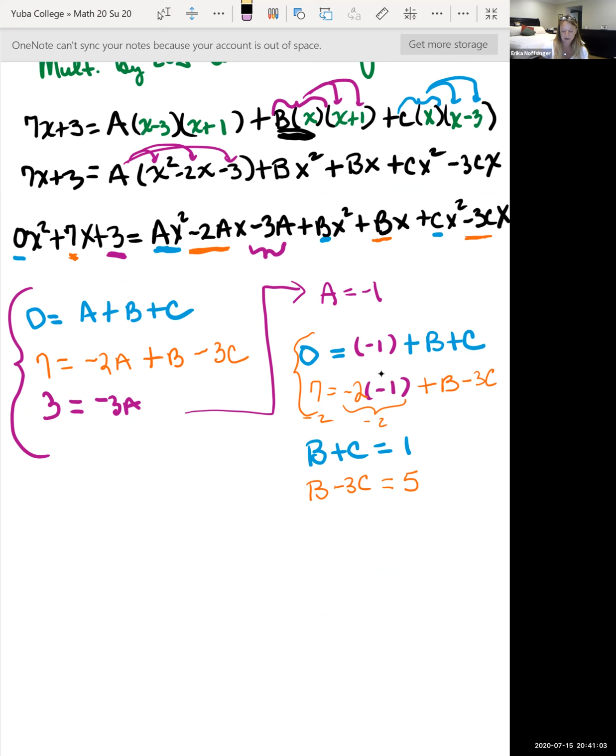So I would use my addition method where I would look at row 1 minus row 2. So B minus B cancels. C minus a negative 3C, so C plus 3C is 4C, is equal to 1 plus 5, which is 6. And so, oops, nope. I'm subtracting it off. 1 minus 5 is negative 4. Divide both sides by 4. We get C equals negative 1.